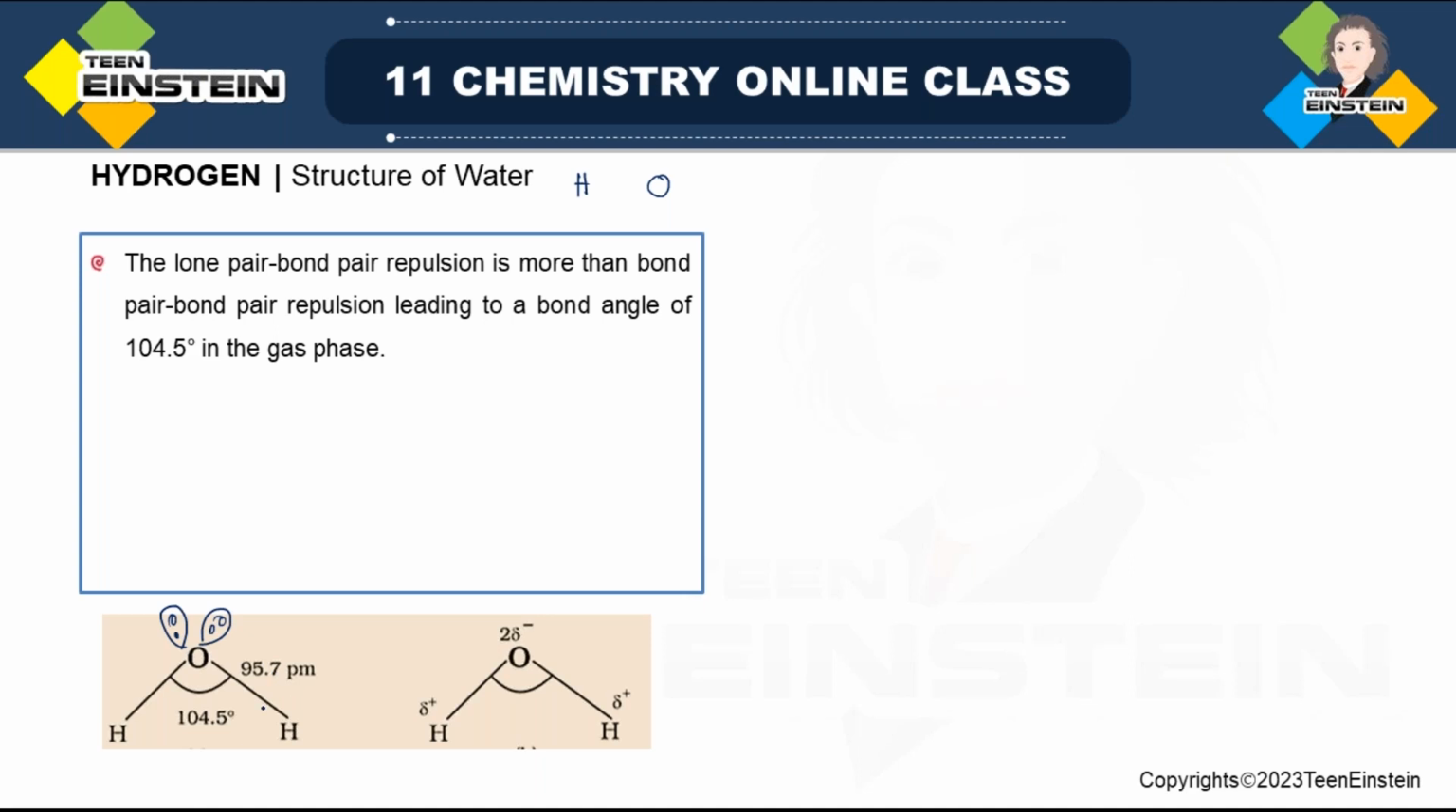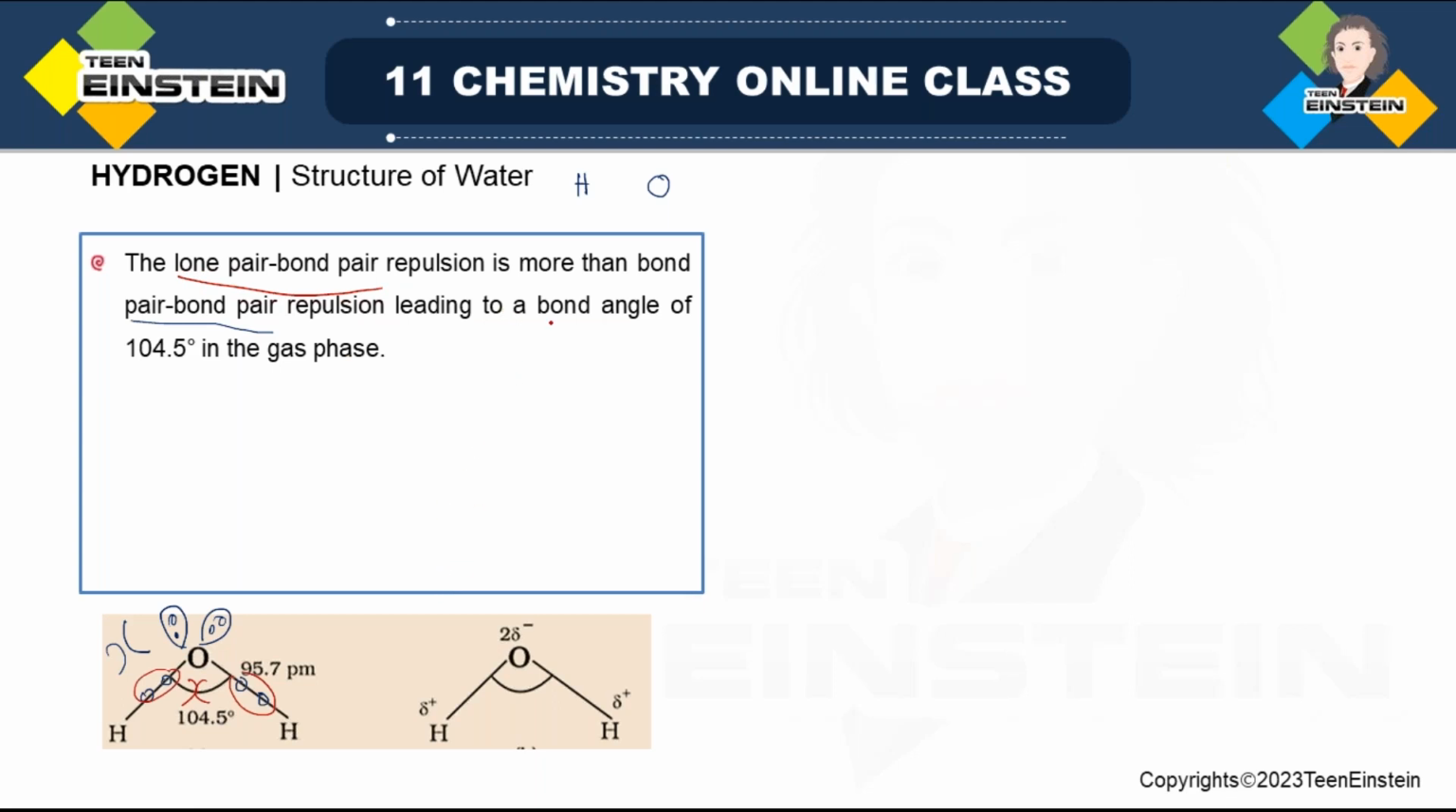Now this lone pair and the electrons that are present in the bond, there may be lone pair bond pair repulsion, which is more than bond pair repulsion. So I'm using different colors here so that you can differentiate between these two repulsions. These two are bond pair. So if we compare bond pair repulsion and lone pair repulsion, obviously lone pair bond pair repulsion is more compared to bond pair electron repulsion.